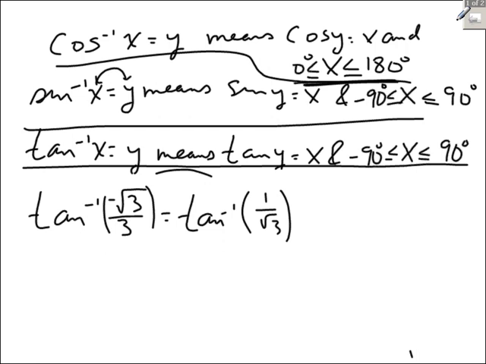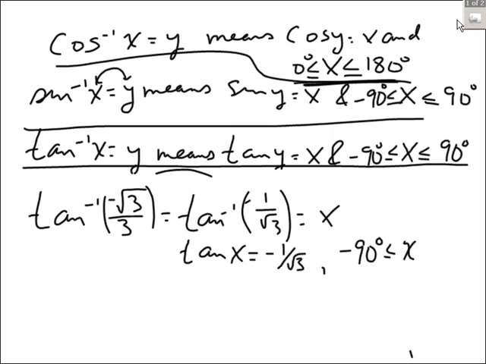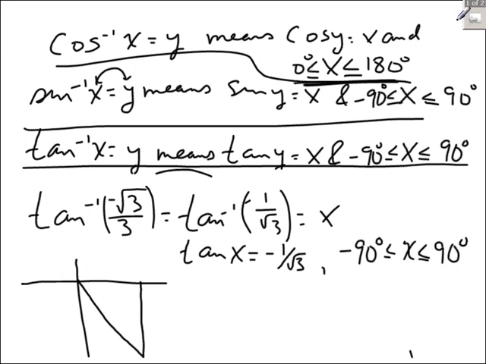So we have this. Well, call it x. So now we know that the tangent of x is negative 1 over the square root of 3. And for tangent, x is in between negative 90 degrees and positive 90 degrees. Since it's negative, and negative 90 to positive 90 is quadrant 1 and 4, and tangent is positive in quadrant 1, our angle is in quadrant 4.